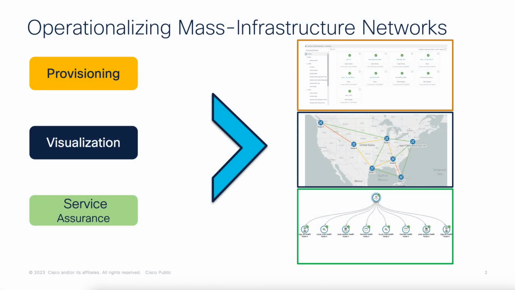Let's start by reviewing what we want from automation. These are provisioning, visualization, and service assurance. We want to provision new services, we want to be able to see them, and we want to be sure that the network and the services are working fine. And all of these need to work in multi-vendor networks run by our large customers. So let's review one by one.